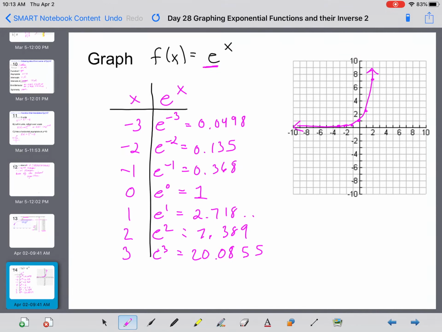Notice it is a growth because e, again, is about 2.7 or so, so that value is bigger than 1. So it is an example of a growth model. So you could certainly be graphing things with base e. Don't be scared of it. It's just a number.